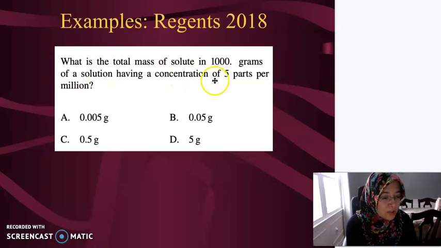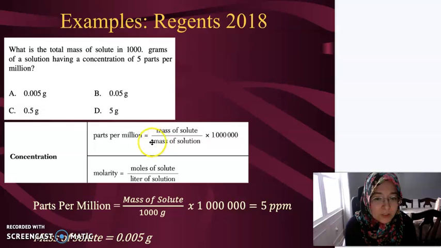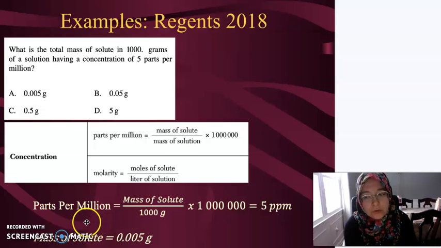In 1000 grams of a solution having a concentration of 5 parts per million. Now the concentration is given, mass of solution is given, they are asking mass of solute. So we need to reorganize the formula. Let's find the formula again. Our formula is mass of solute divided by mass of solution times 1 million. Mass of solute, question mark, we don't know. It's given 1000 gram times 1 million equals 5 ppm, and if you do the math, you will find the mass. I'm gonna stop here. We will continue next time.